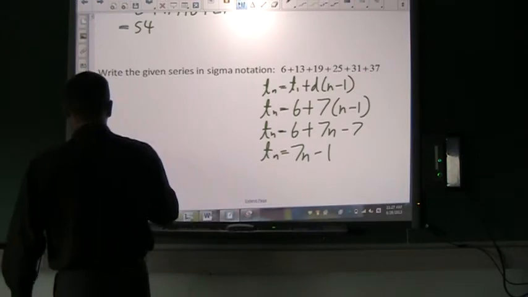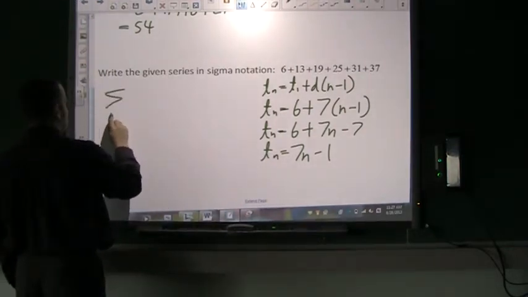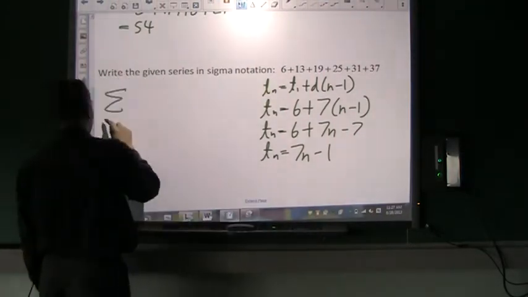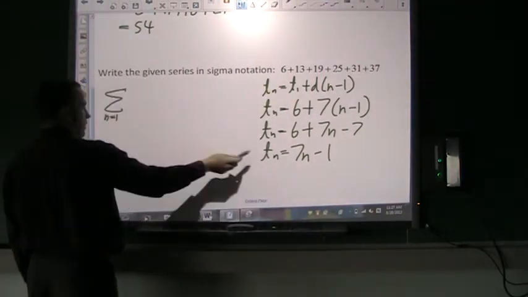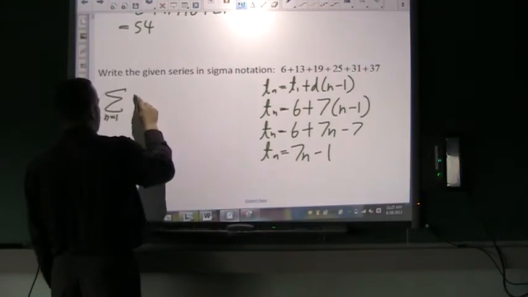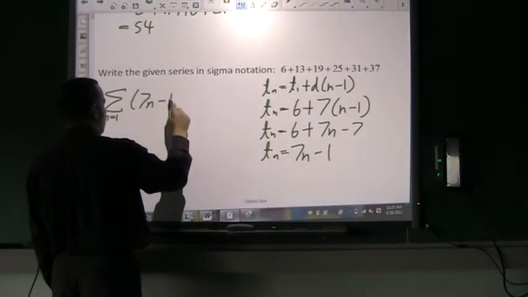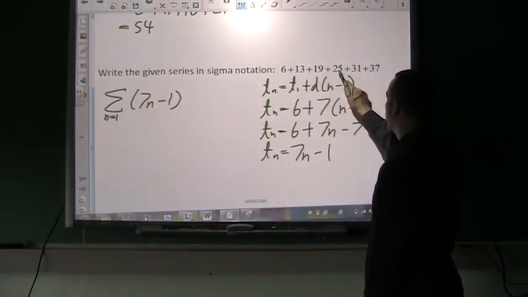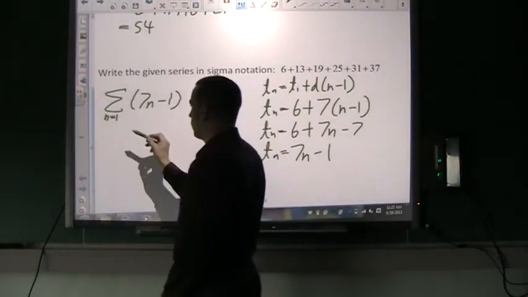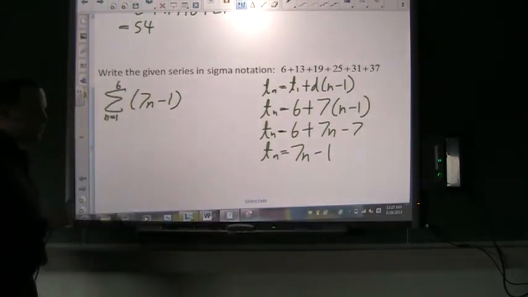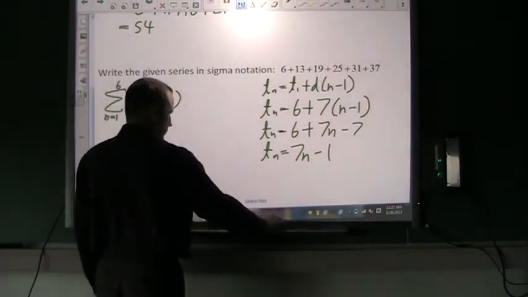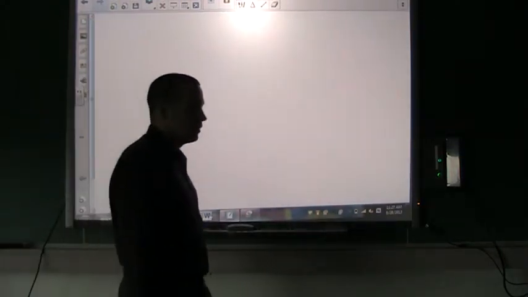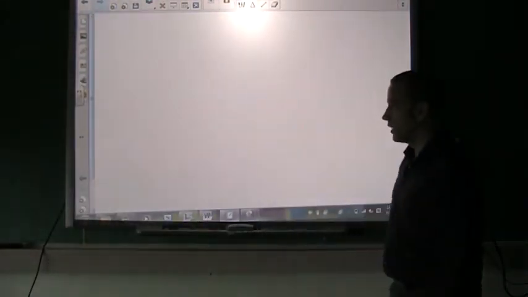So then to write my sigma notation, I'm going to go from my first term, so I've got n equals 1. This is the general formula, so that's what goes here, 7n minus 1. And then I count out how many terms do I have? 1, 2, 3, 4, 5, 6 terms. So I go from the first term through to the 6th term. And that's it. So that should be enough to finish off the assignment.